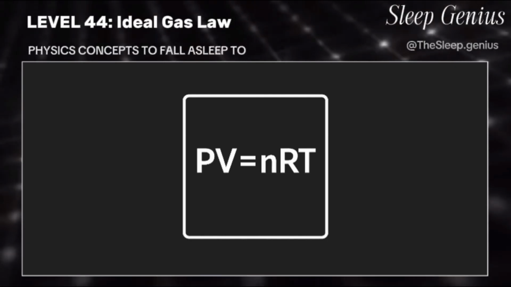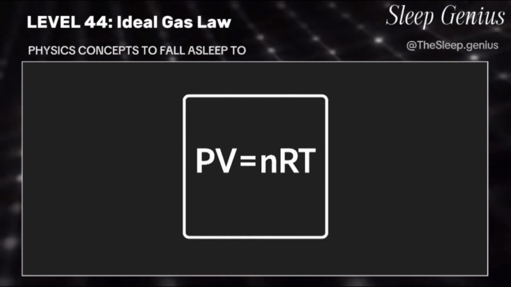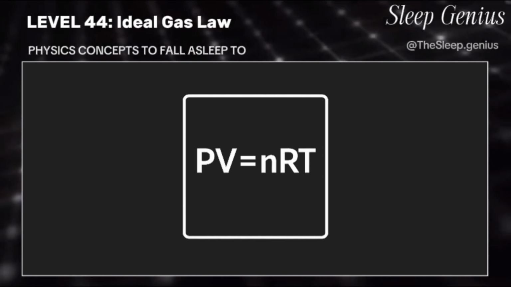An ideal gas has particles with tiny size and no attraction between them. The particles move randomly and collide with container walls. Pressure rises with faster motion, while volume and temperature shape this behavior.